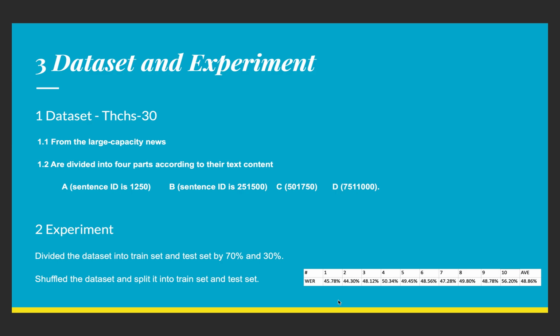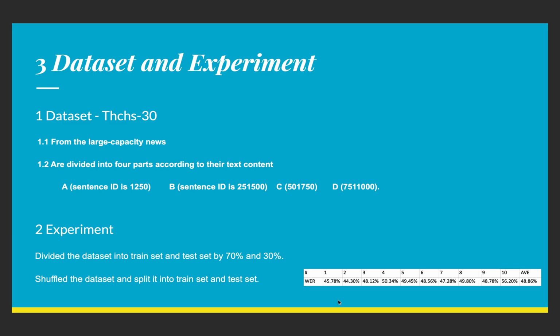And these records are divided into four parts according to their text content, which are called A, B, C, and D. And the three groups of ABC includes about 10,000 sentences, pronunciations of 30 people for training, and D includes about 2,500 sentence pronunciations of 10 people for testing.